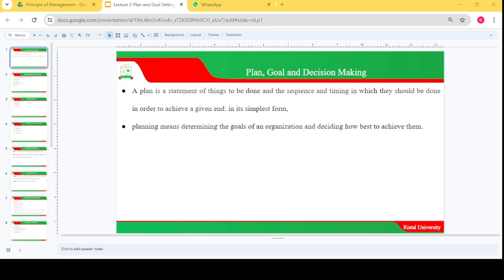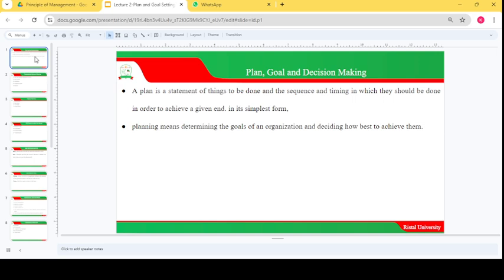We are going to look at plan, goal, and decision making. So a plan is a roadmap that outlines the steps you will take to achieve your goals. It breaks down your goal into smaller, manageable tasks.